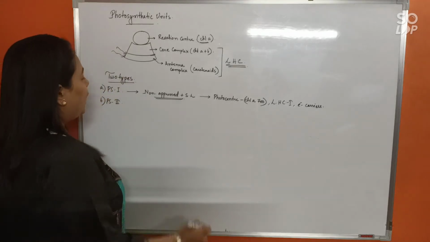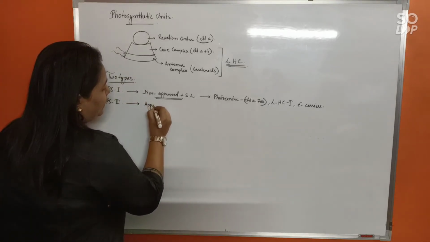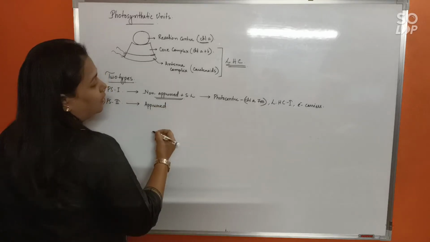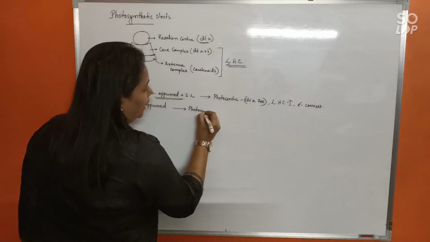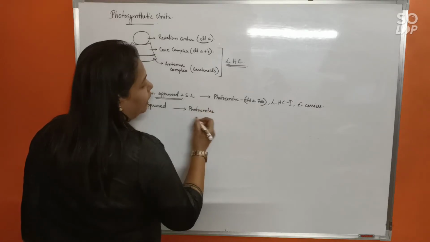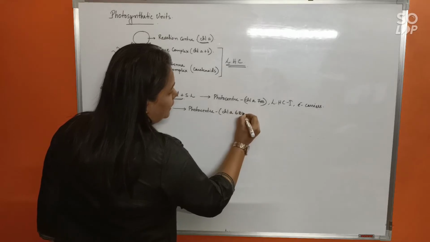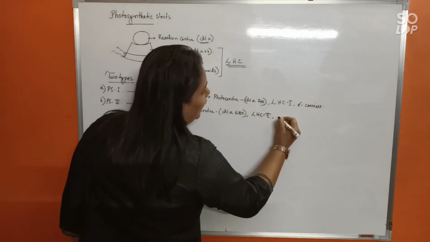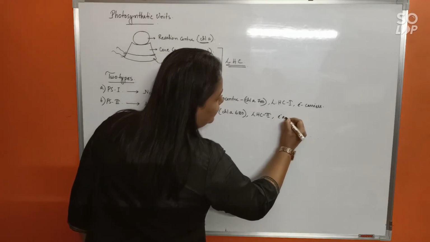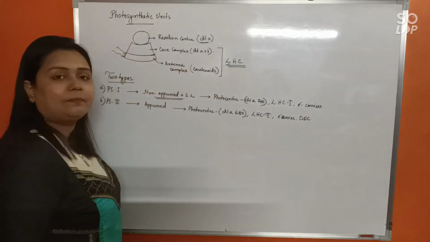Alright. On the other hand, PS2 will be mainly found in appressed thylakoids, and it will consist of a photocenter or reaction center which will have chlorophyll A 680, light harvesting complex 2 and certain electron carriers. Apart from that, the oxygen evolving complex.